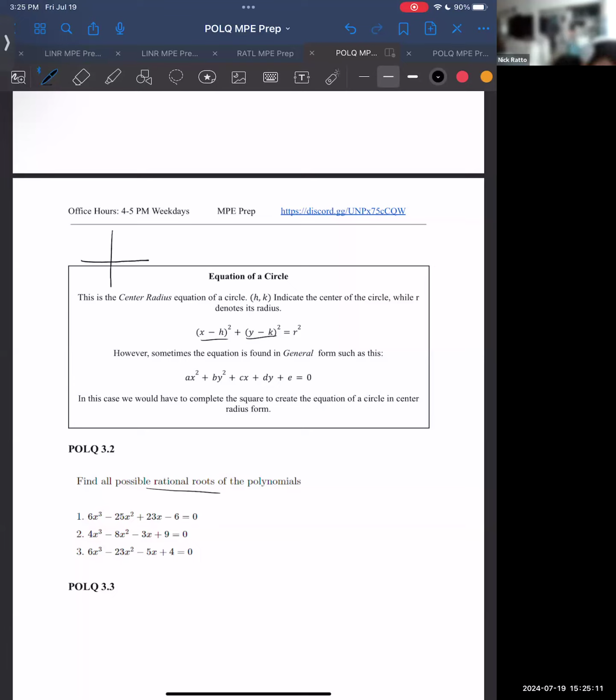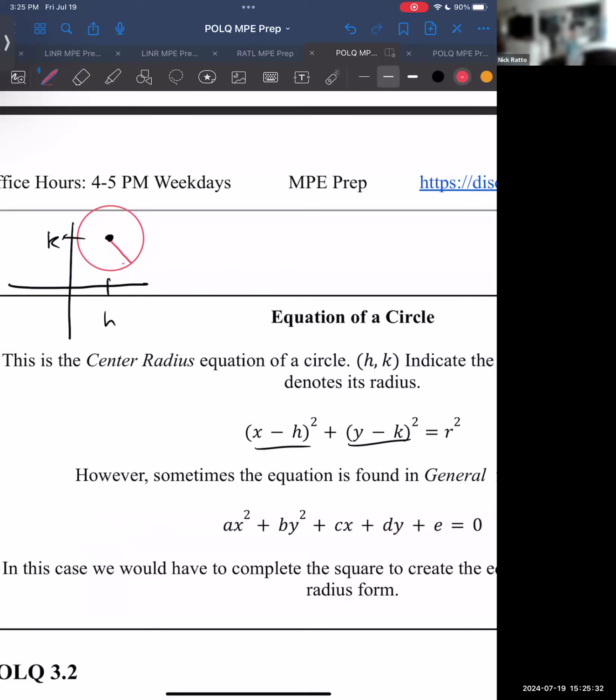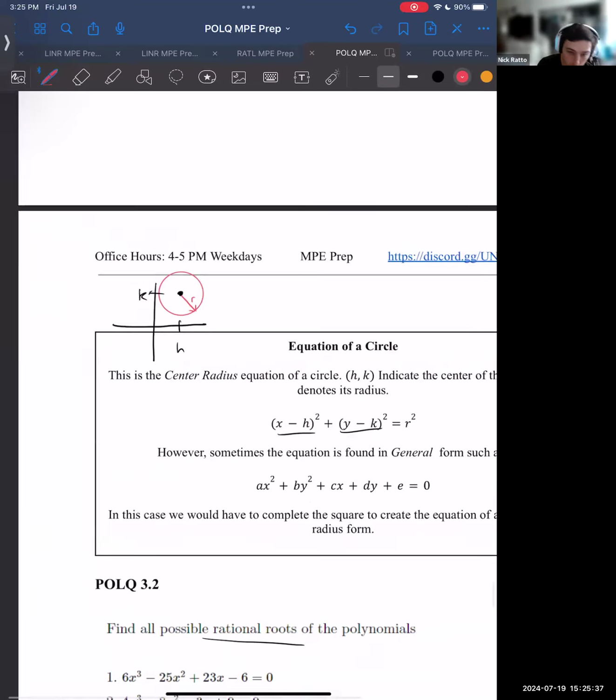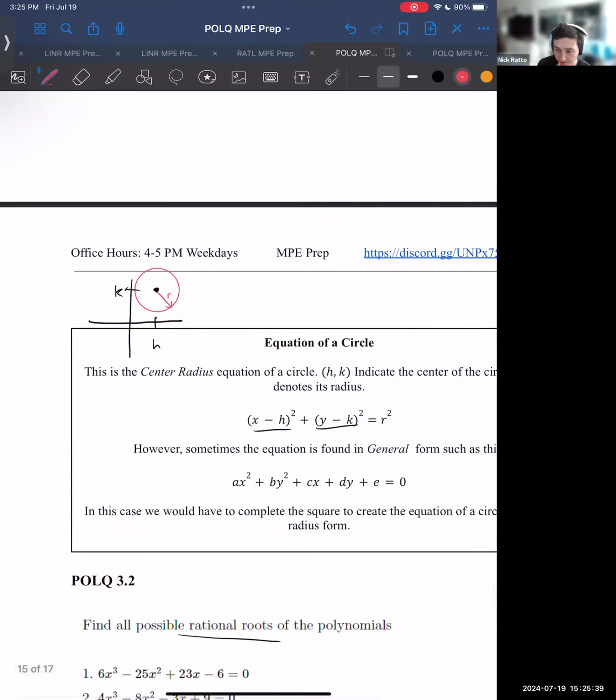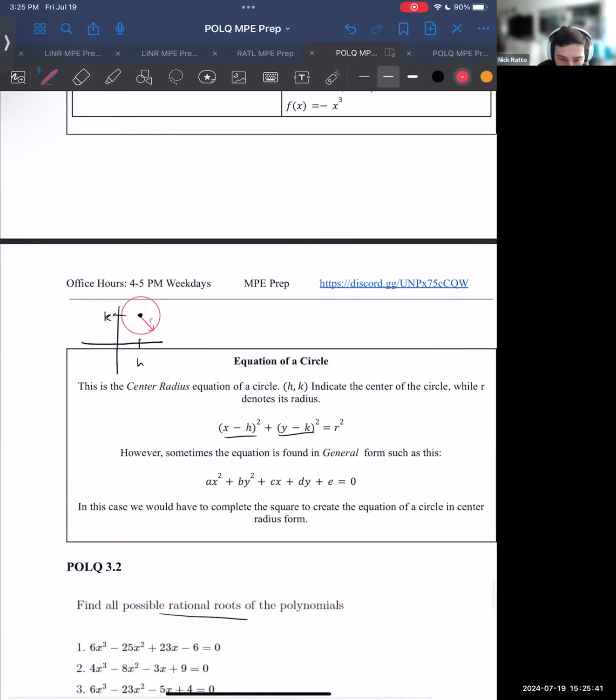So if this is our graph and we have a circle over here, then this is h and this is k. So we have x minus h squared plus y minus k squared, where this dimension here is r. R is the radius.